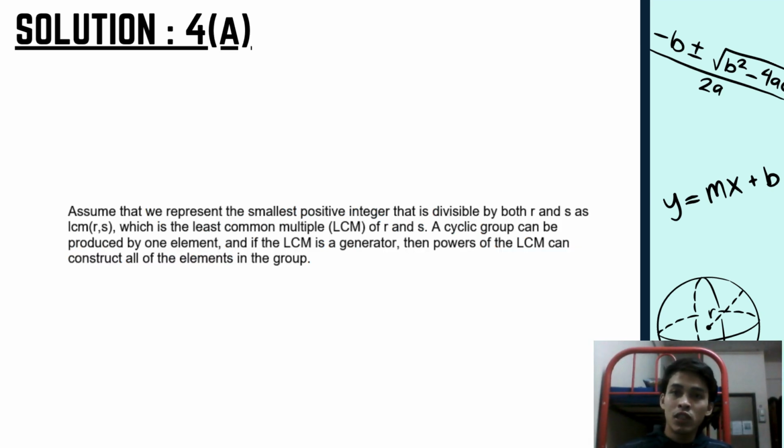Okay, for the solution for 4A, assume that we represent the smallest positive integer that is divisible by both R and S as LCM of R and S, which is the least common multiple of R and S. A cyclic group can be produced by one element, and if the LCM is a generator, then powers of the LCM can construct all the elements in the group.